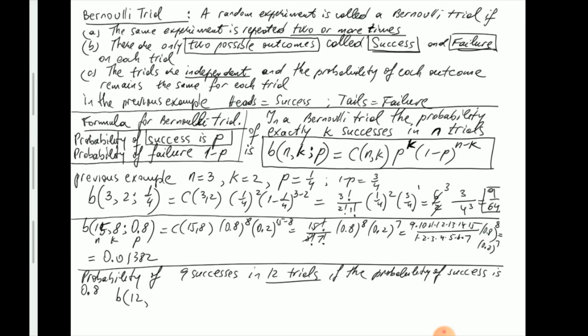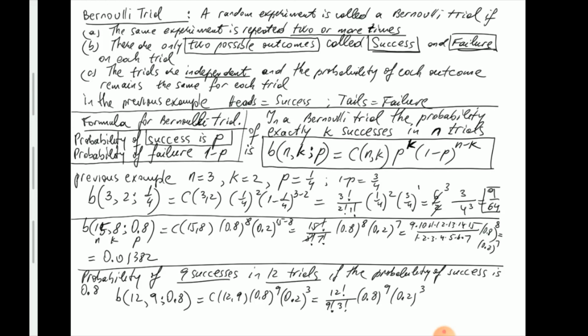So b of 12, comma k is 9, semicolon, the probability of success is 0.8. Combination 12 choose 9, times 0.8 to the power 9, times 1 minus 0.8, that's 0.2, to the power 12 minus 9, which is 3. So let's write the factorials for the combination. 12 factorial over 9 factorial, 3 factorial, 12 minus 9, times 0.8 to the power 9, times 0.2 to the power 3.